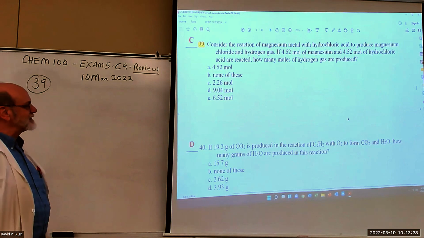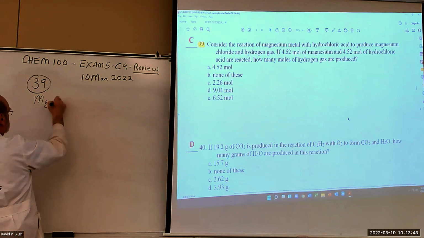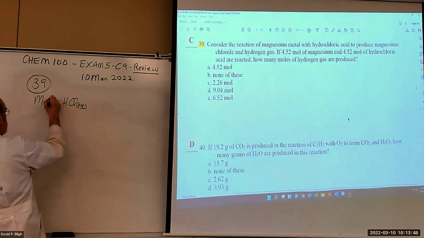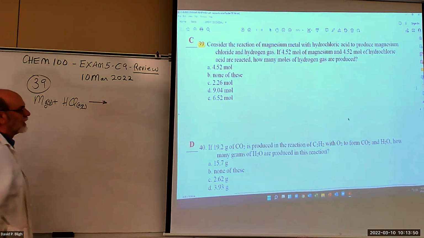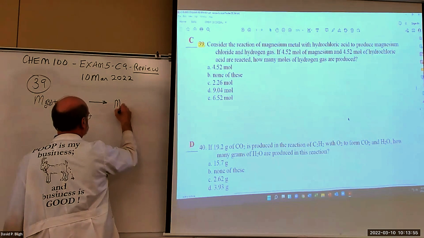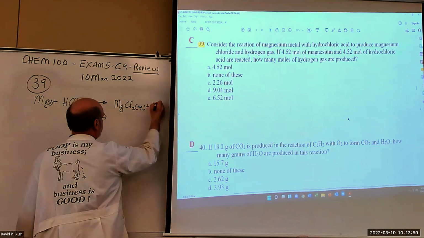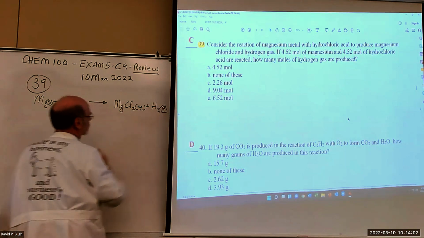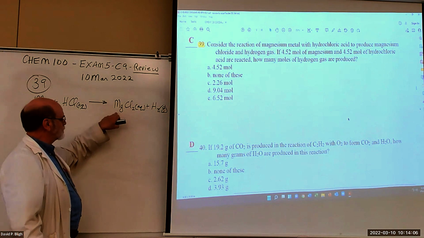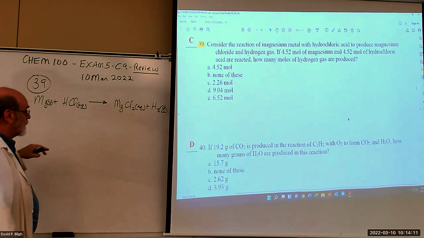Consider the reaction of magnesium metal with hydrochloric acid. Magnesium plus hydrochloric acid, that would have to be aqueous. This would have to be solid. Yields what? Magnesium chloride and hydrogen gas. Okay, let's see. That's -1. This is +2, so you need 2 of those. And write the compounds correctly. And then we need to balance it.